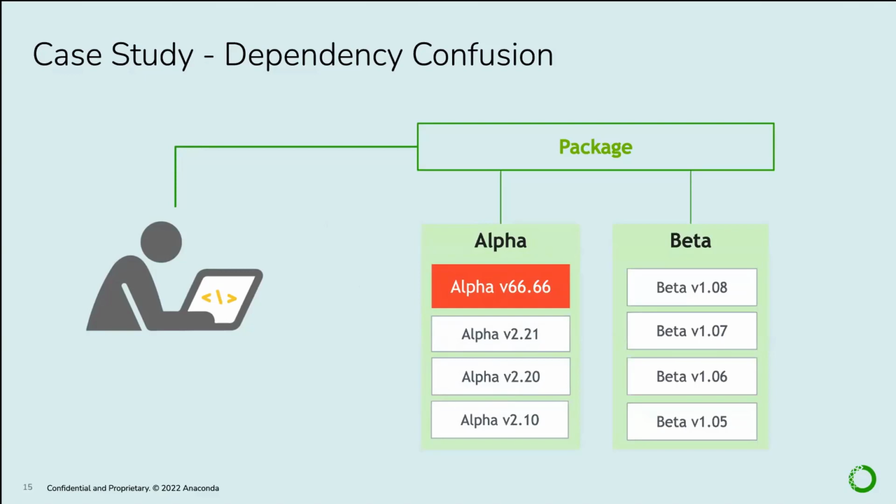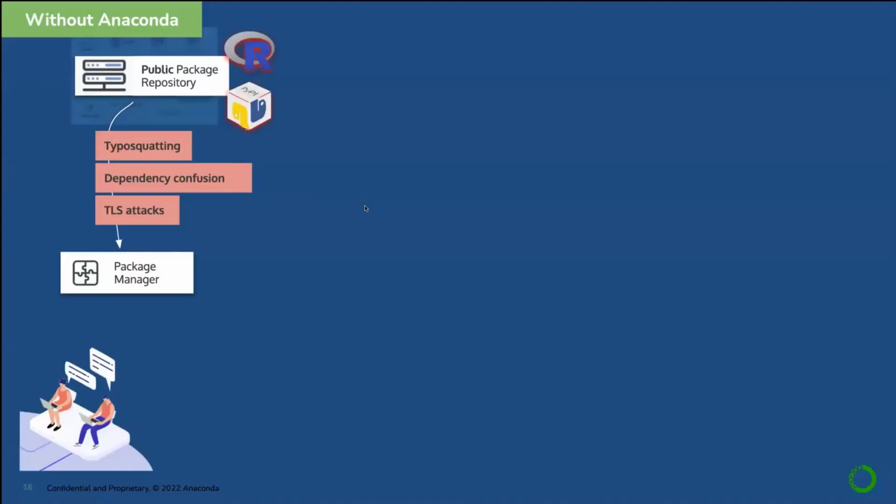He did this with PayPal, Shopify, a lot of the biggest software companies. So this is a very real threat when you're using community-based software. It's one of the advantages of using something like Anaconda.